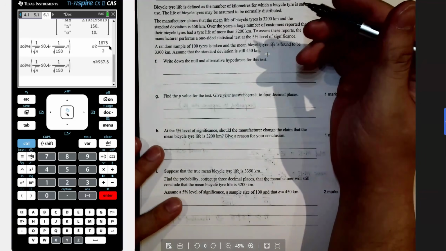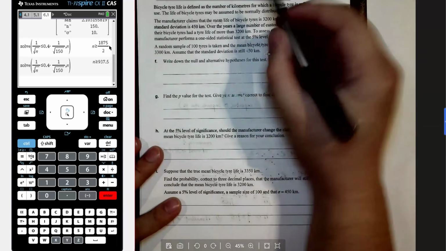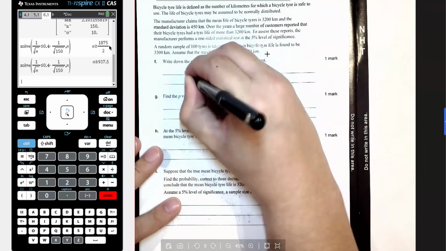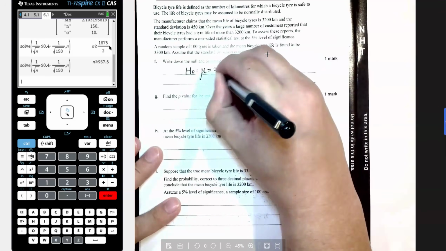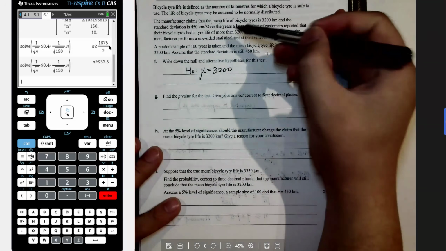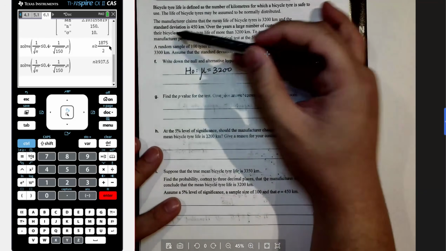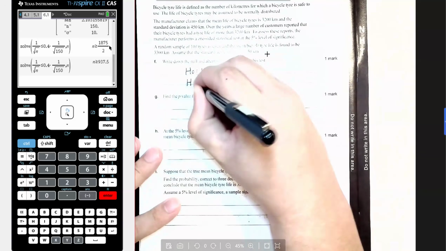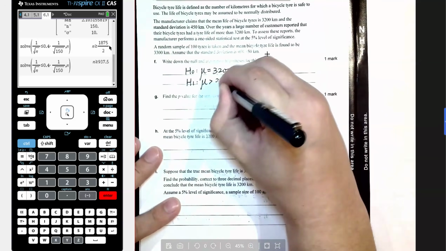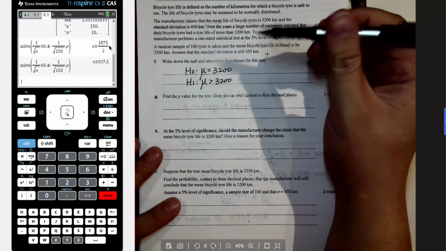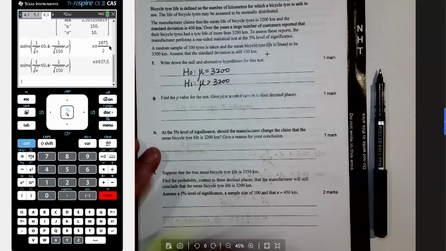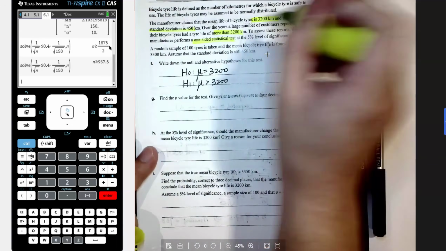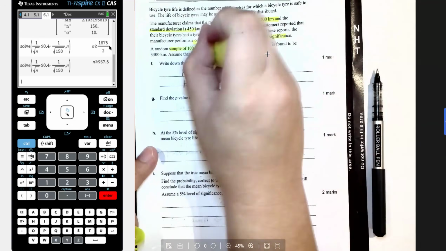Bicycle tire life is defined as the number of kilometers. So anyway, the manufacturer claims that the mean life of the bicycle tire is 3,200 kilometers. Now our hypothesis is mu equals 3200. A large number of customers reported that the bicycle tires had a tire life of more than 3,200, which is a good thing, okay? But we need to stick to the script of hypothesis testing. And we want to use a one-sided statistical test. Standard deviation 450, 5% level of significance, a sample of 100.